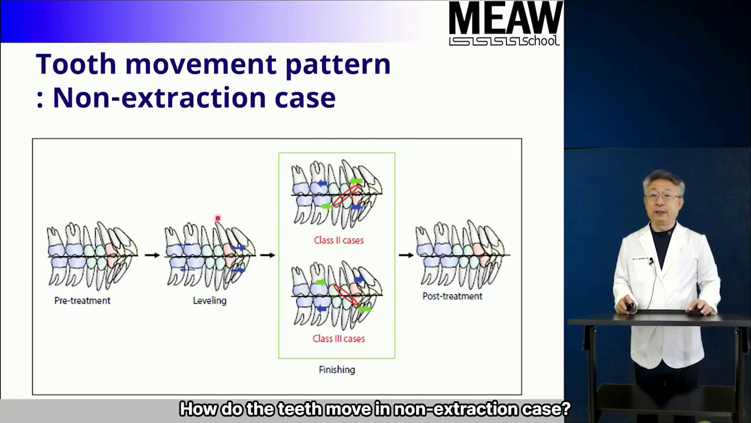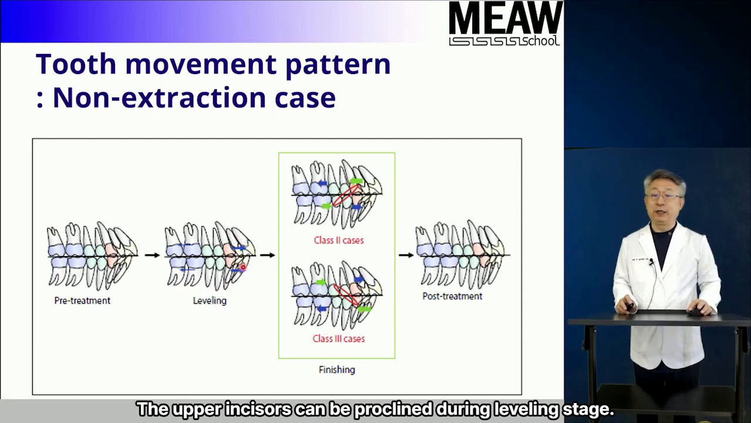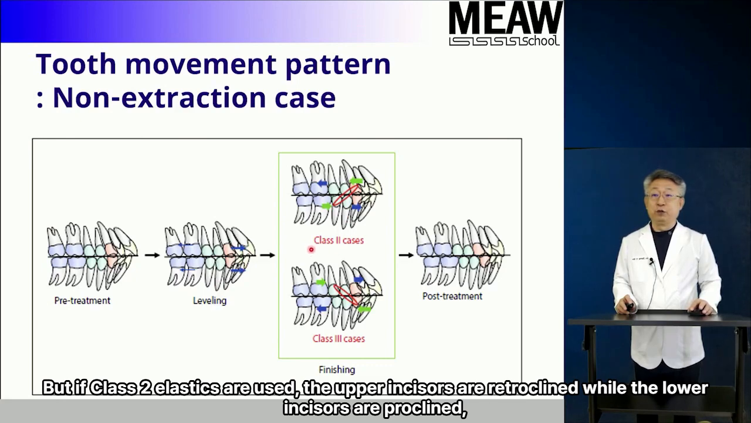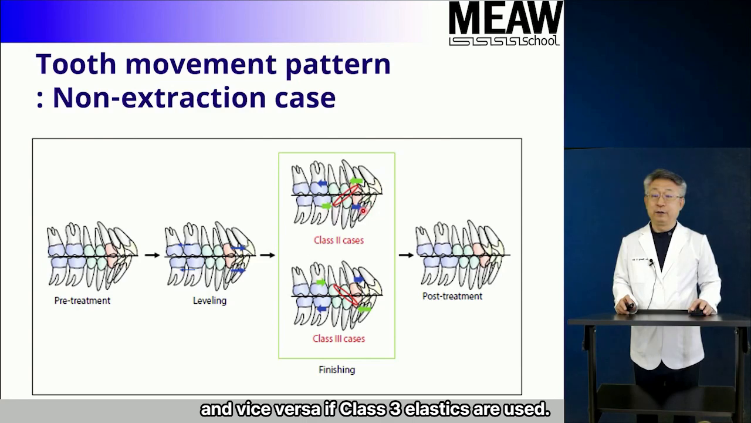How do the teeth move in non-extraction case? The upper incisors can be proclined during leveling stage. But if class 2 elastics are used, the upper incisors are retroclined while the lower incisors are proclined, and vice versa if class 3 elastics are used.